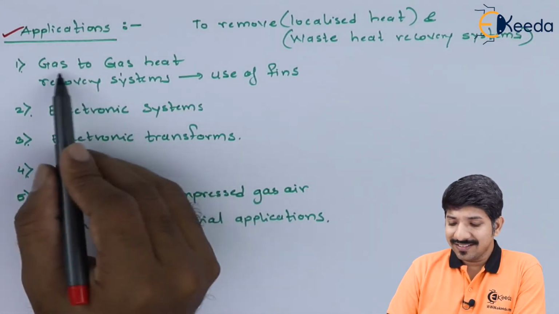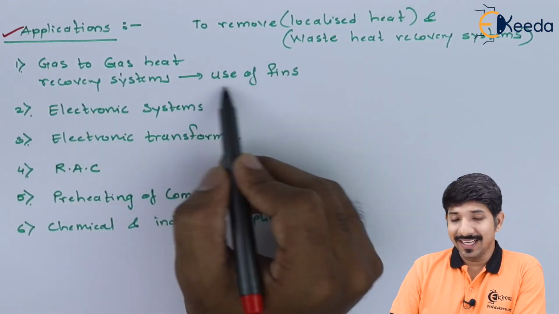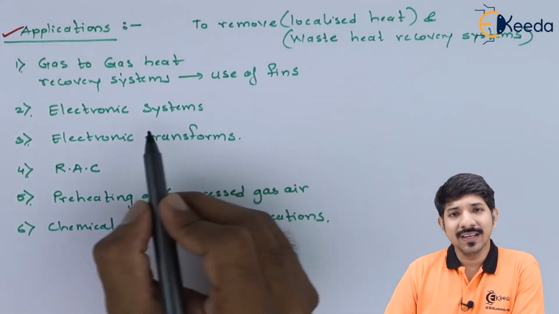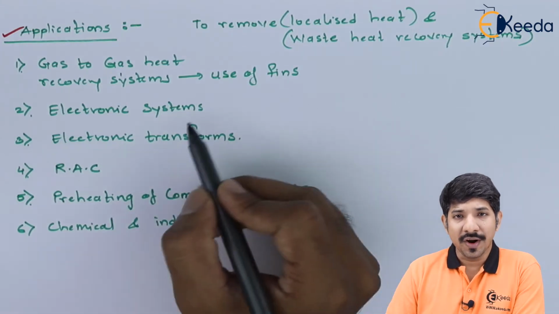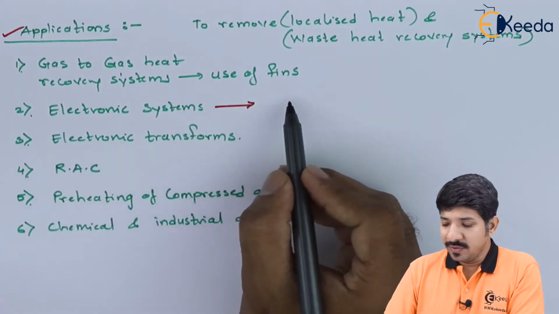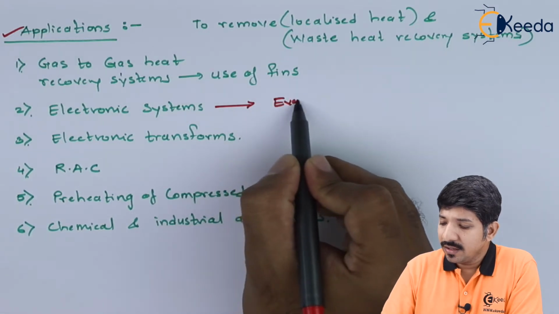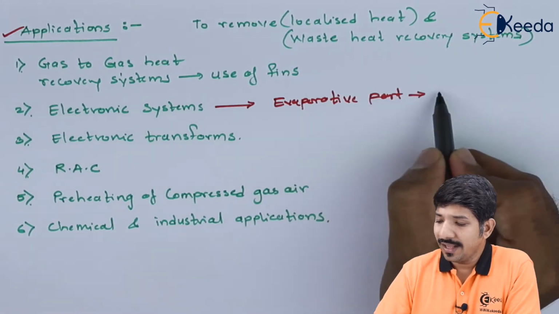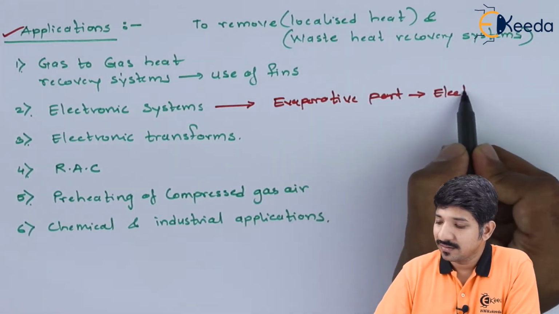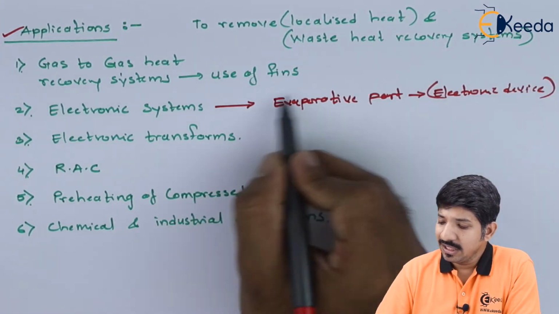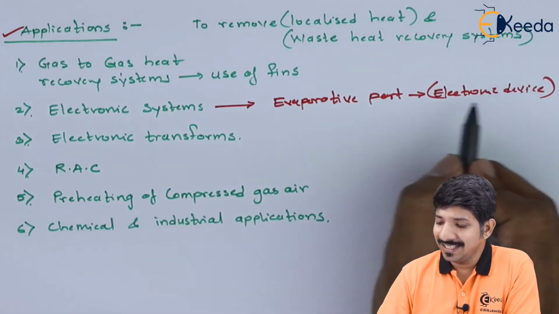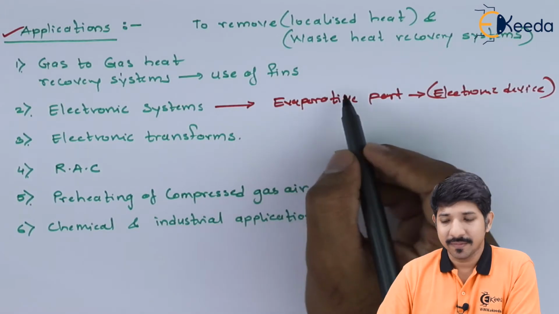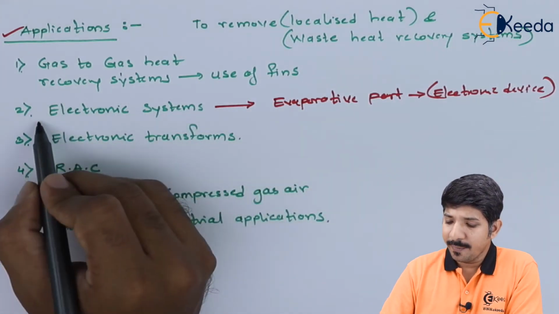Now in many of these cases, they use fins to enhance the heat transfer rate. Second one is electronic systems. There are so many electronic systems where, for removing heat periodically, they use the heat pipe. Mostly the evaporating part is attached to the electronic system or electronic device. Whatever electronic device is generating heat is connected to the evaporating part, and the condenser part is kept at the surroundings. So this way we can use the heat pipe in electronic systems.